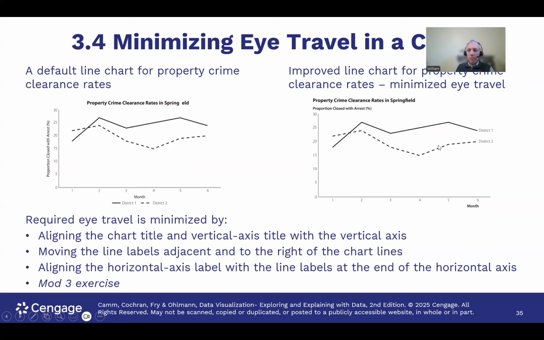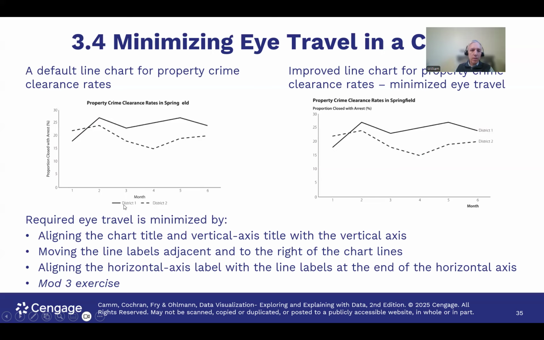So a really simple change to that: take this legend off, this District 1, District 2, and direct label these lines. It actually makes a huge difference. And here's why. When I first look at this chart, I see these two lines, and then I have to say, well, what do these lines mean?